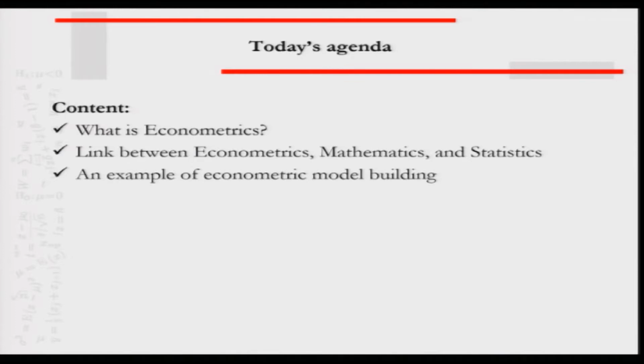So, before we jump to different concepts, we will set the agenda items first for today's lecture. We are going to start with a basic description of the field econometrics, and then we are going to provide the link between three fields, econometrics, mathematics and statistics, and then we are going to end this lecture with an example of econometric model building.